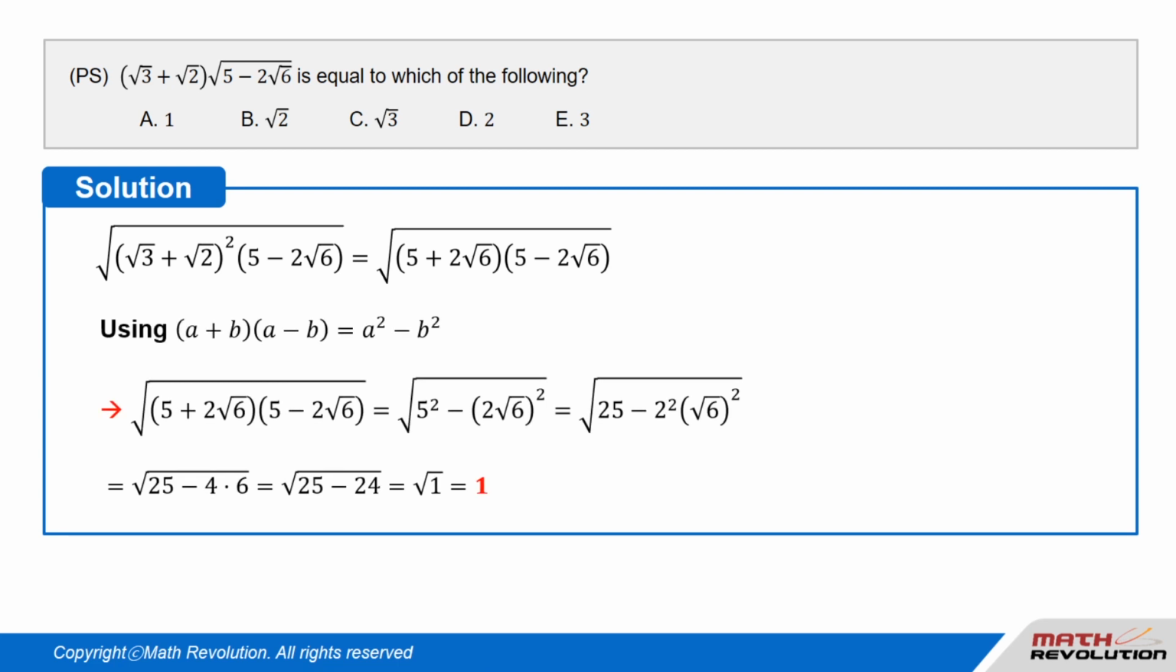Then, using (a + b)(a − b) equals a² − b², we get √((5 + 2√6)(5 − 2√6)) equals √(5² − (2√6)²), which equals √(25 − 2² × 6), which equals √(25 − 24), that is √1, which is equal to 1. Thus, A is the correct answer.